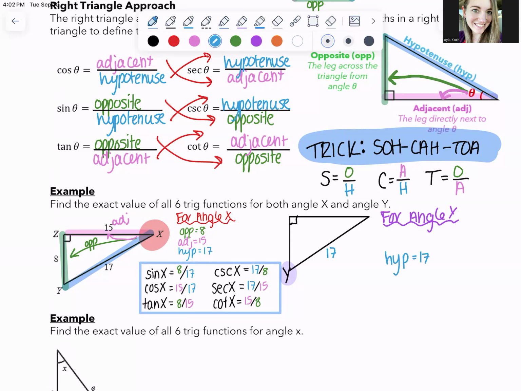The hypotenuse, still 17. However, much like we talked about before, the adjacent side switches. So the side that's right next to angle y is what we had over here, 8. But it's not the opposite side, it's the adjacent side because it's based on the location of the angle you're talking about.